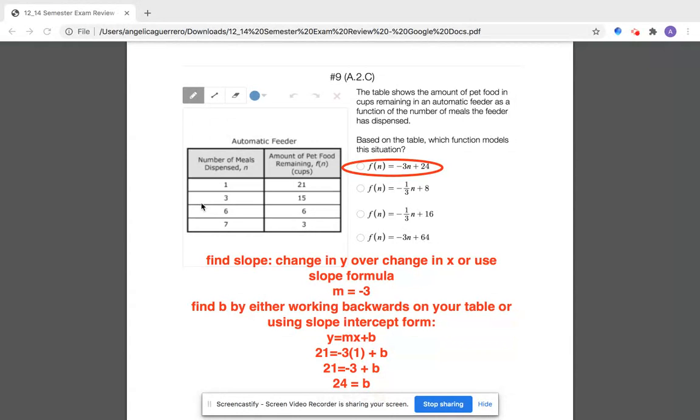it can be found by m = -3. Or after you find your slope, there's 2 ways you can find your y-intercept. You can work backwards on your table to find when x is 0 and what's the y value, or you can use slope-intercept form to plug it into the formula and find b. So either way, you would find that b is equal to 24. So from there, you'd write the equation as f(n) = -3n + 24.